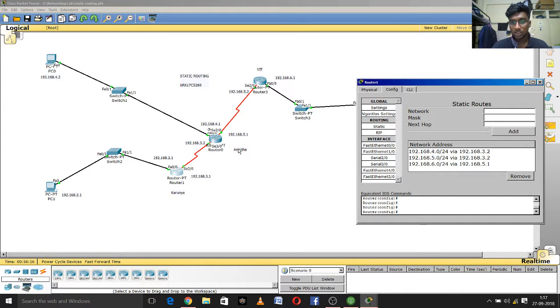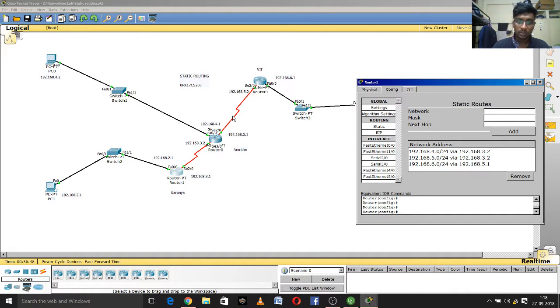It works such that once you go into the configuration, go to static of your router configuration, and then you enter the network which is to be connected, which is in this case the 4.0 network, the mask, and then you give the next connected IP address, which in this case is 3.2. In that way we connect the 2.0 network to the 4.0 network.